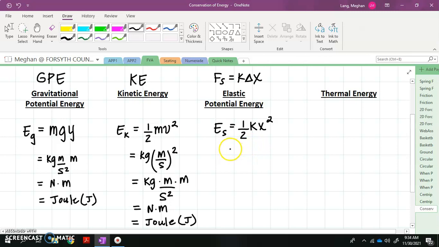If I look at our units here, if force of spring is equal to K times delta X, then K would be the force over the delta X, which means that K has a unit of a Newton divided by a meter, times our meter squared. This meter will cancel out one of those up top, leaving a Newton meter, which we said is a joule. So all of those units check out.